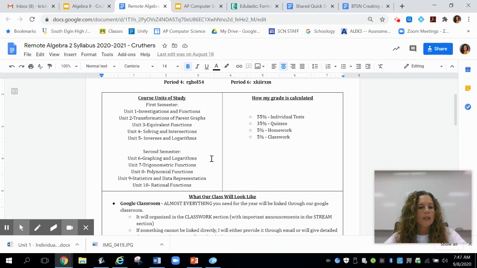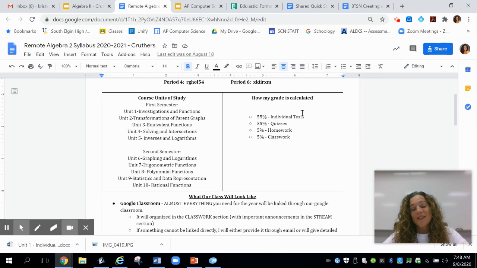So these are the things that we are going to study. We started and we will finish up at the end of the month, investigations and functions. Much of this is review from Algebra 1 back in their freshman year. Then we are going to go over transformations of parent graphs, then equivalent functions, solving and intersections, then inverses and logs. Then second semester, we will actually graph and continue with logs. We will do some trig, including the unit circle, an introduction to that. Then we do polynomial functions. And then at the end, we finish up with statistics and data representation. And if there is time, we do touch on rational functions, but that is mainly a pre-calc topic. It's just something extra that we do.